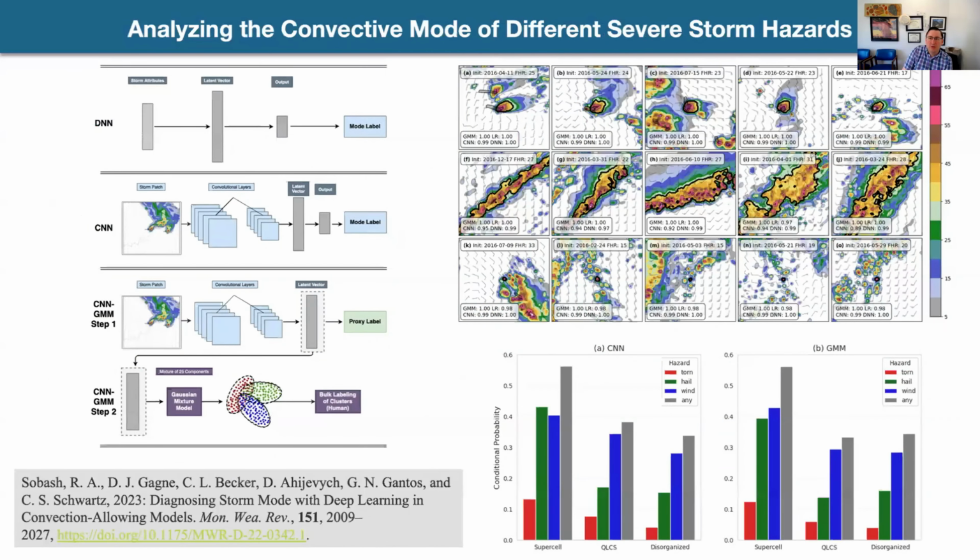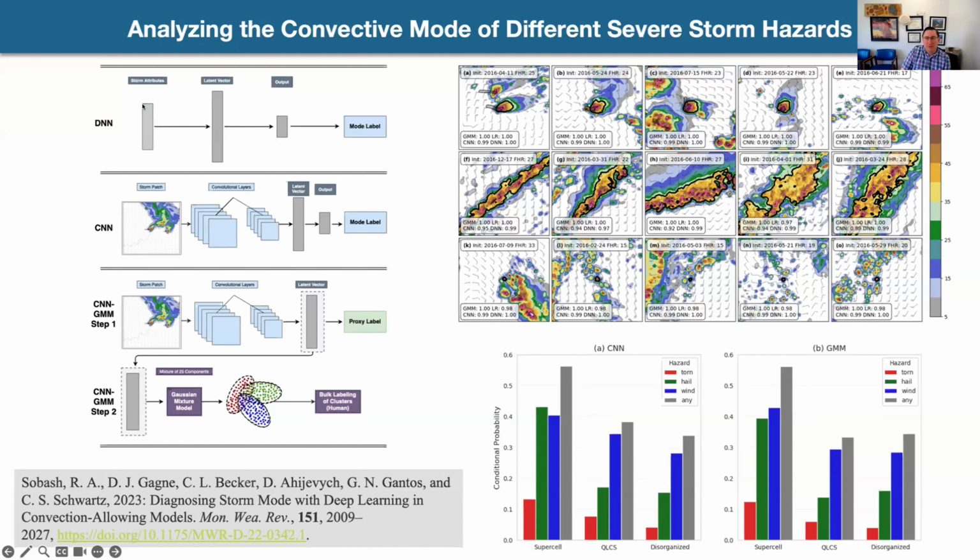We can also look at using machine learning models to understand properties of our data. We can take simulations of thunderstorms, and we can group them into different kinds of thunderstorms that have different hazard properties. So we can discriminate between supercells and squall lines and disorganized storms, and based off these predictions, we can see that depending on the type of storm, we're more likely to get certain hazards.